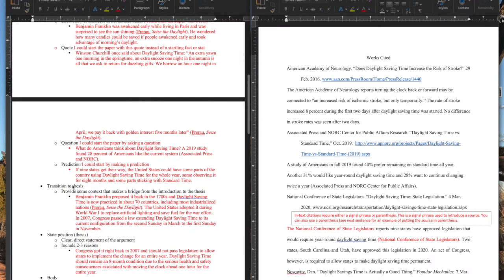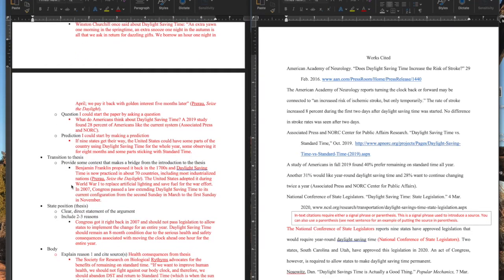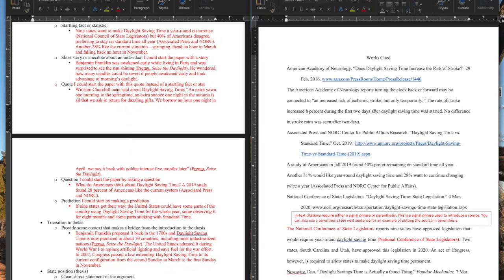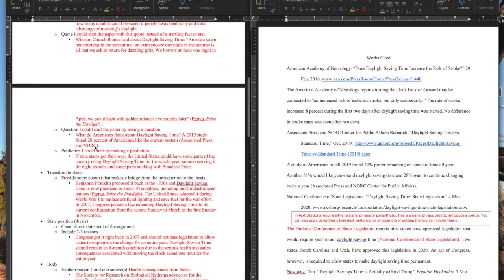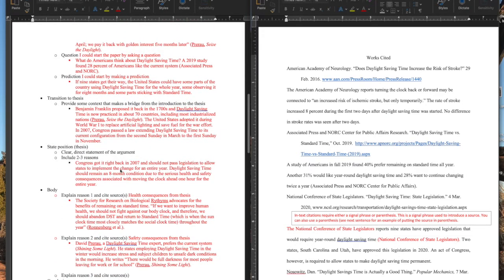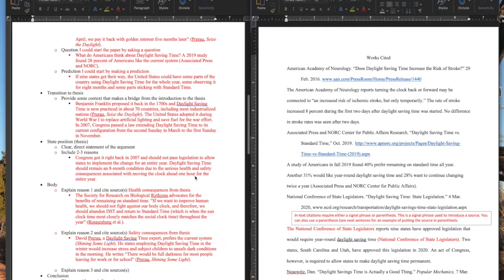Then we need to provide some kind of transition to put this in bigger perspective. So again, from that author I found before, I found some information about Benjamin Franklin. I probably wouldn't use that again if I started with a Benjamin Franklin story, so I'd have to come up with some other kind of transition. And then I come up with a clear, direct thesis statement. Daylight saving time should remain an 8-month condition due to the serious health and safety consequences associated with moving the clock ahead 1 hour for the entire year. Right? Serious health and safety consequences.